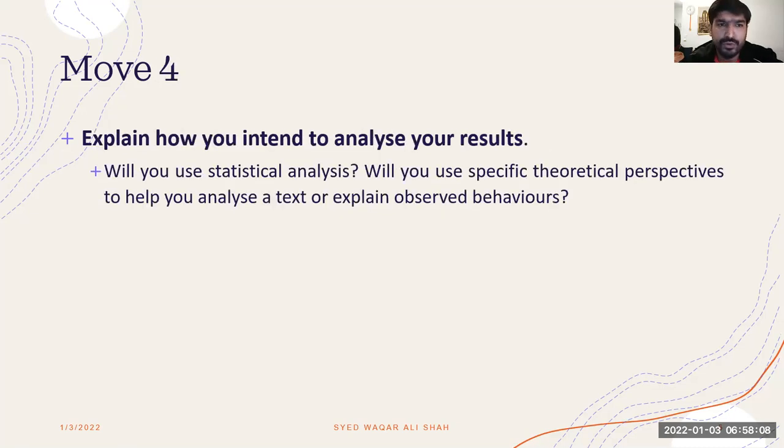And then it's move 4, which says: explain how you intend to analyze your results. So you are clear about your methodology, your method, and your research tool, and you have gathered data. Then there comes an important question in the methodological section. You have to tell the readers how you have analyzed your results. For example, if your study is quantitative and you have gathered data through questionnaires or surveys, then how did you analyze it? You have to tell the readers about your analysis procedures.